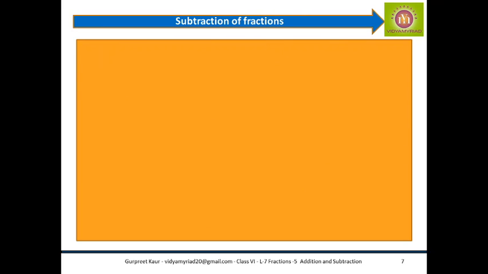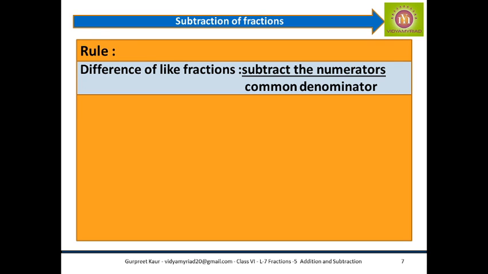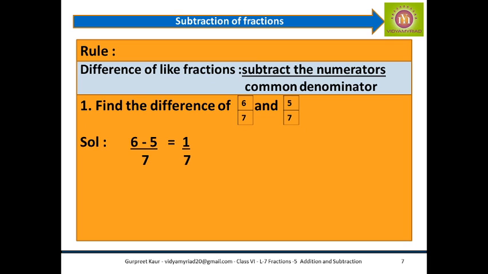Next, let's begin with the subtraction of fractions. Like we have done addition, same way we will do subtractions. Now, the rule is same for the difference also. Difference means subtraction. Subtract the numerator and take the common denominator in the case of like fractions. Now suppose I have a question, find the difference of 6 upon 7 and 5 upon 7. I can simply write it as 6 minus 5 upon 7, which is equal to 1 upon 7.